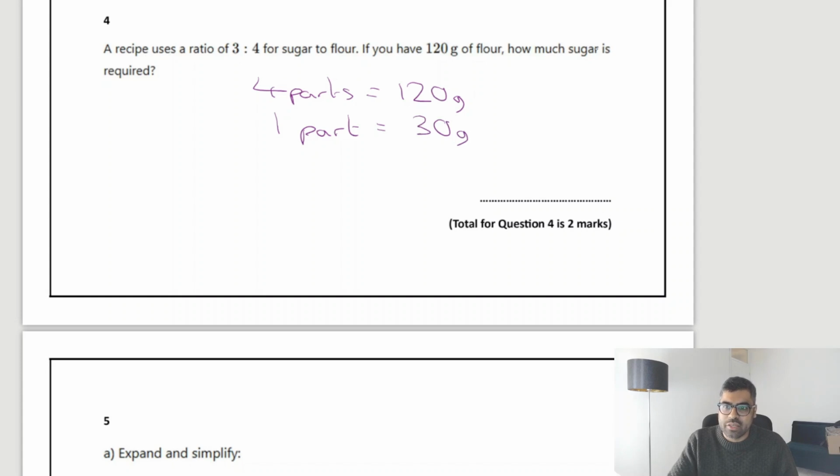Now we're interested in sugar. We know sugar is 3 parts. So we're going to work back up to 3. How do we go from 1 to 3? Well, we have to times by 3. So if we times this by 3, that's going to give us 90 grams. And that is our answer for 2 marks.